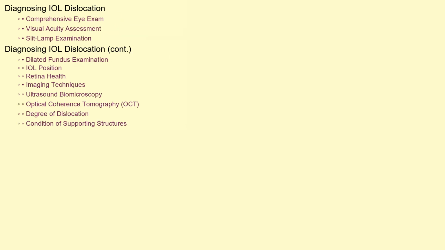Diagnosing IOL dislocation involves a comprehensive eye exam. Your ophthalmologist will assess your visual acuity, perform a slit lamp examination to examine the structures of your eye, and use dilated fundus examination to view the position of the IOL and the health of the retina. Imaging techniques like ultrasound biomicroscopy or optical coherence tomography, or OCT, may also be used to further evaluate the degree of dislocation and assess the condition of the supporting structures.